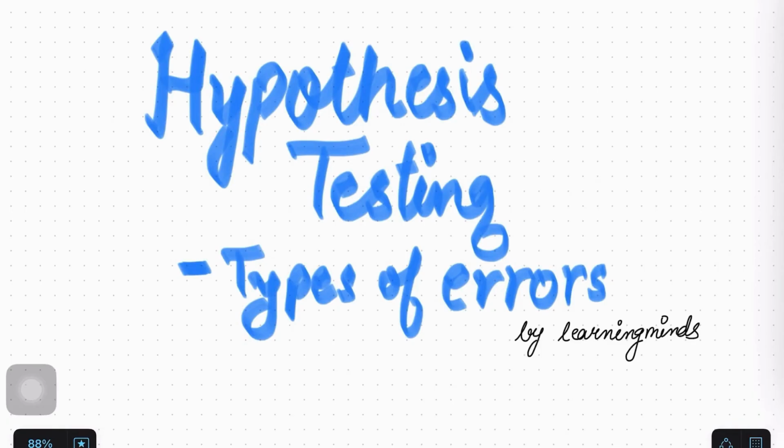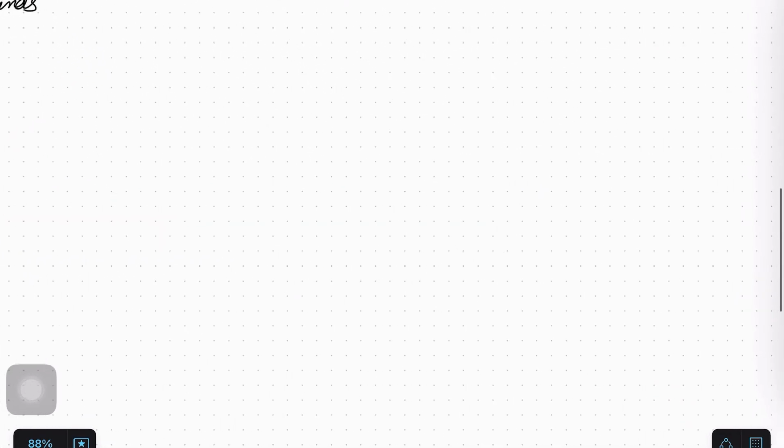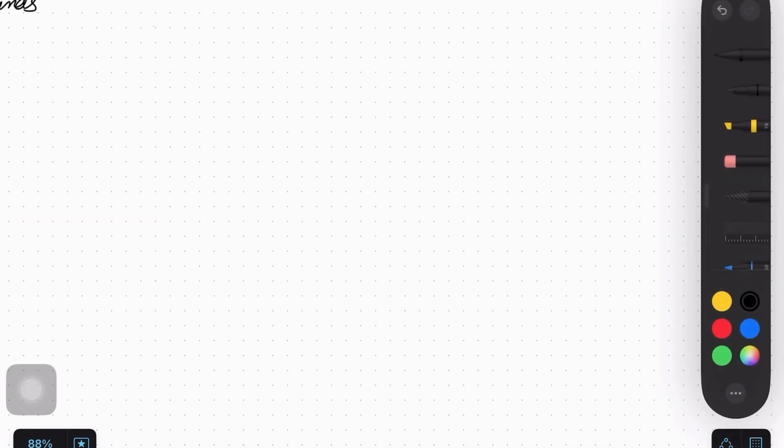Today's topic is hypothesis testing, and we are discussing the types of error. There are two types of errors in hypothesis testing: type 1 error and type 2 error. We're going to see the meaning of these two error definitions, and how we can apply them in conceptual problem solving, right? So let's first simply discuss the definition of the type 1 and the type 2 error.